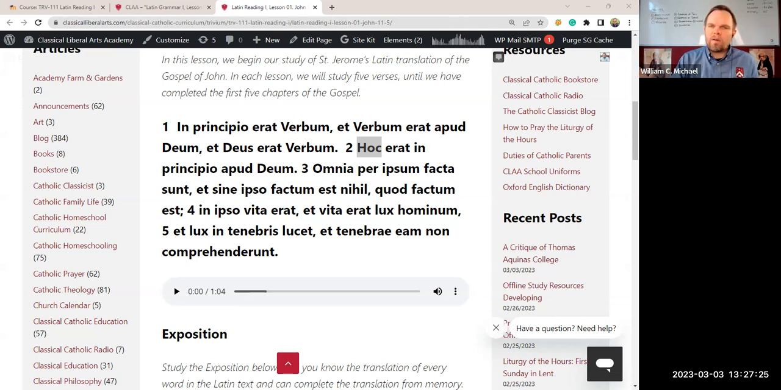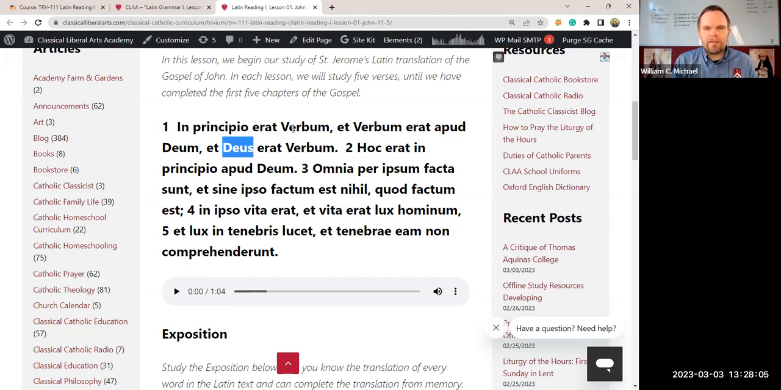So this pronoun hoc refers back to something that was already named in the previous sentence. But the problem is we named two different things. So there's no way for us to know which of those two things the pronoun is referring to. There's only one way for us to know that, and that is by the gender of this pronoun. Look at the noun deus. What is the gender of deus?